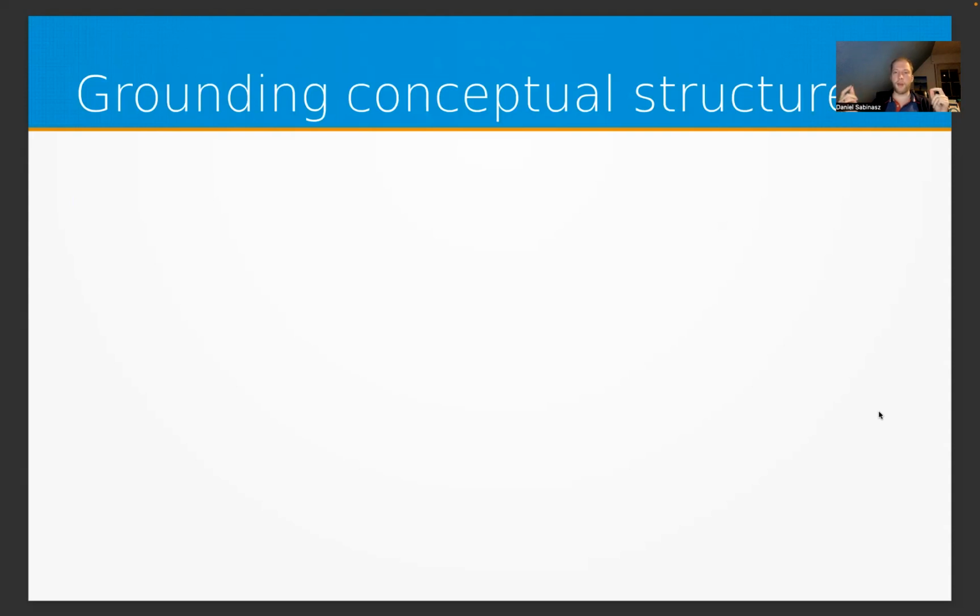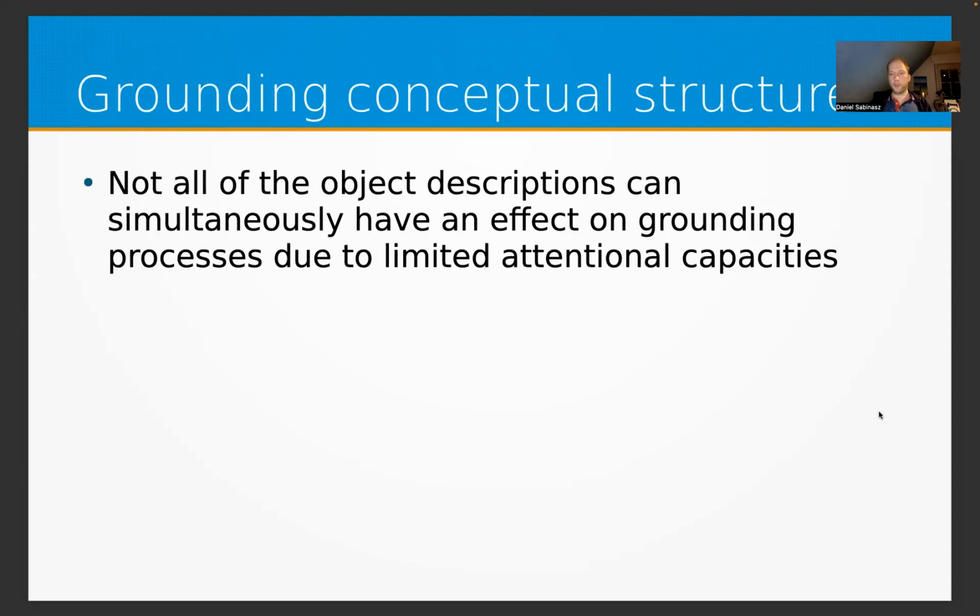The second step then is how to ground that conceptual structure. So how to actually form the conceptual combination processes, such as to ultimately ground the whole phrase. And the first observation that is important to realize when we want to understand this is that not all of the object descriptions can simultaneously have an effect on the grounding processes due to limited attentional capacities, right?